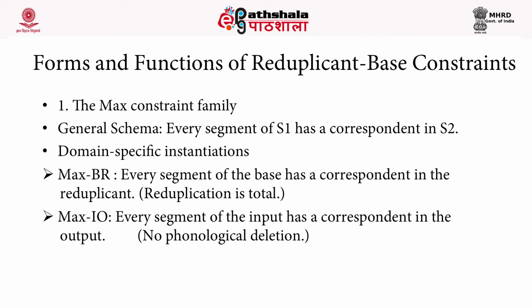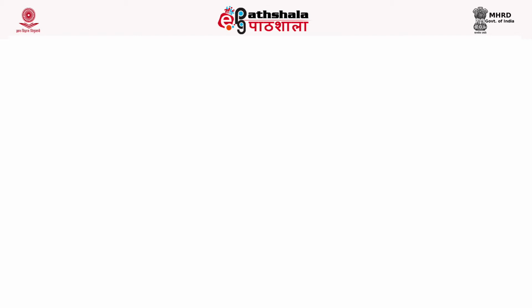MAX suggests that there cannot be any deletion. So MAX BR says that if there are some segments in the stem, then they have to be copied; they cannot be deleted in the reduplicant. So basically it talks about total reduplication. And MAX IO says that if there are n segments in the input, then they have to have corresponding elements in the output. So every segment of the input has a correspondent in the output. Now we have the DEP constraint family.